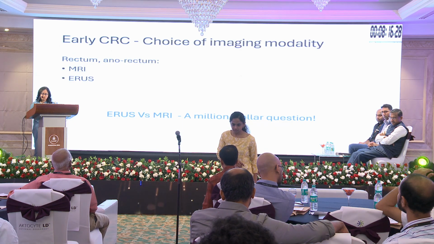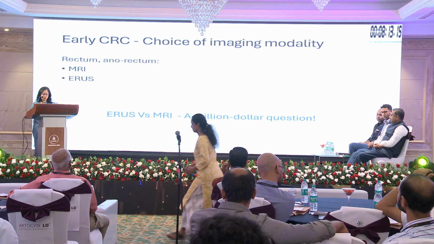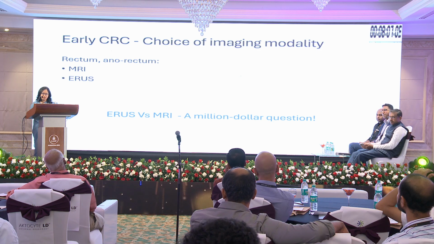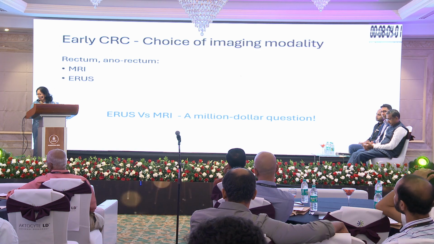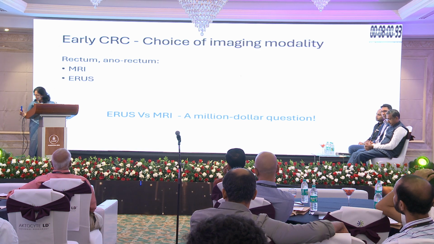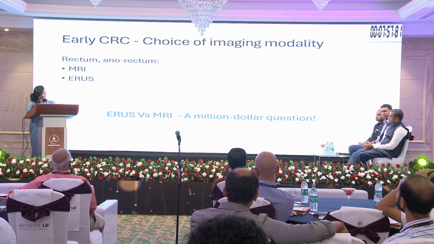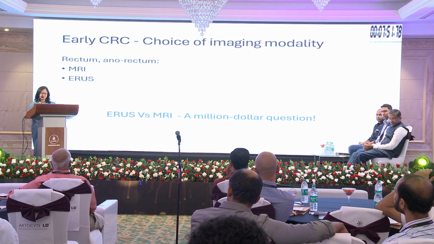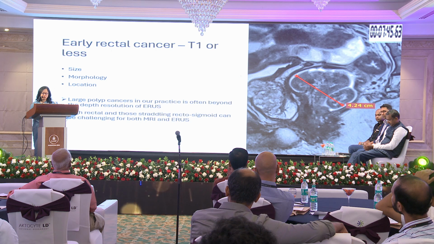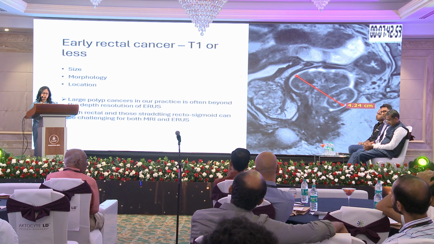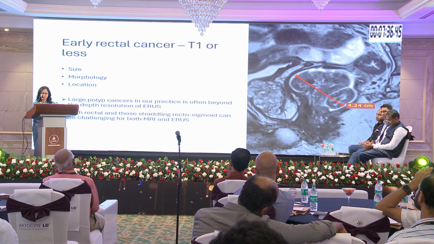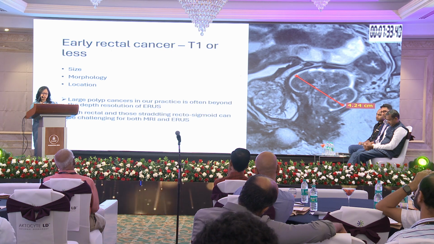So having said that, let's focus in the rest of the presentation on rectosigmoid early cancers. MRI versus endorectal ultrasound is indeed a $1 million question. So let's dissect this a little further. In a patient with a T1 or less stage tumor in the colon, the rectum and the sigmoid colon, what would challenge us is the size, the morphology of the lesion, and the location of the lesion.